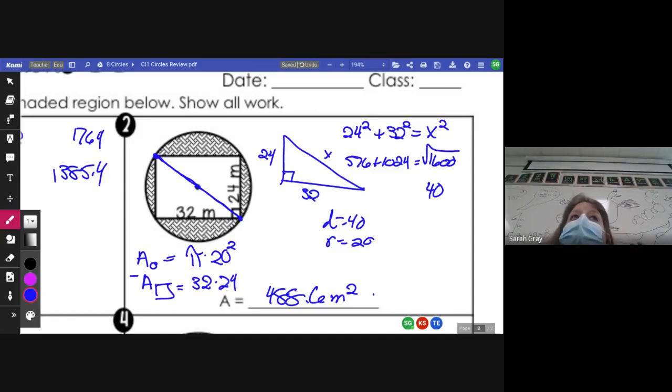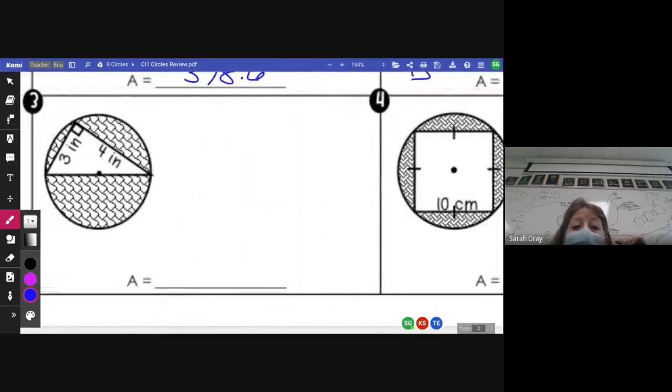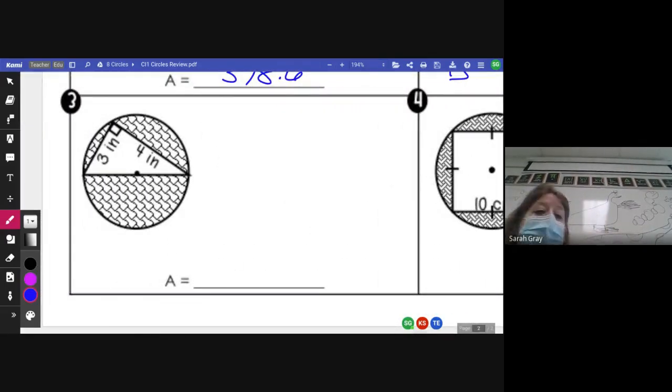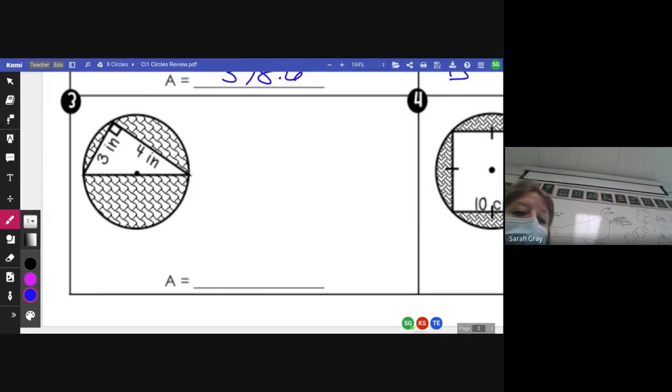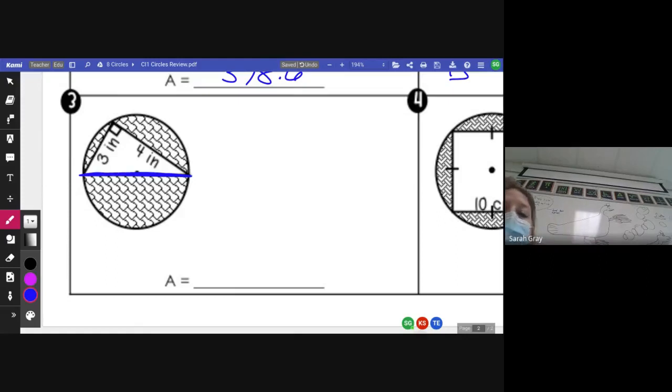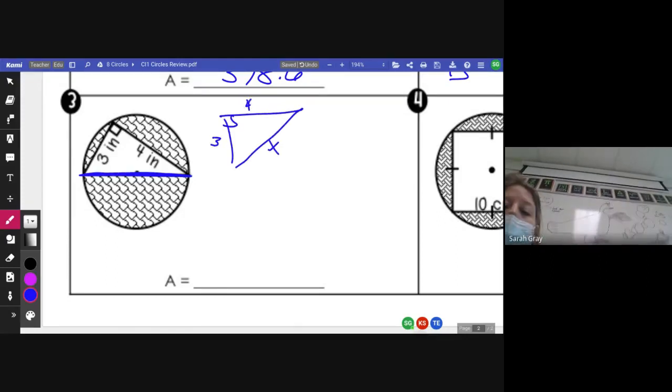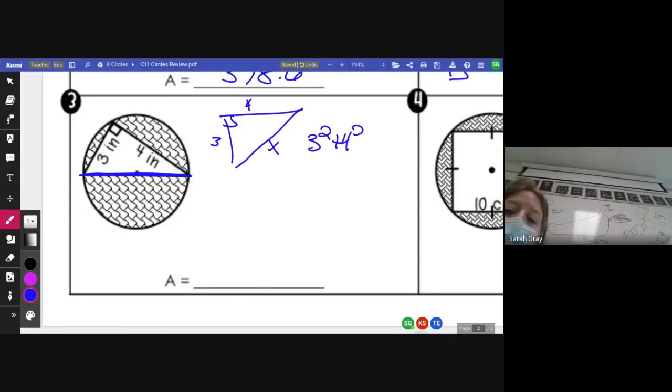Say again, Earl? On this same section? Okay. That one? All righty. This time we have a triangle inside. We need a diameter. We need this side. And we can find that because it was a right triangle. So one side is 3, one side is 4, and one side is unknown. So we're going to do 3 squared plus 4 squared equals x squared.